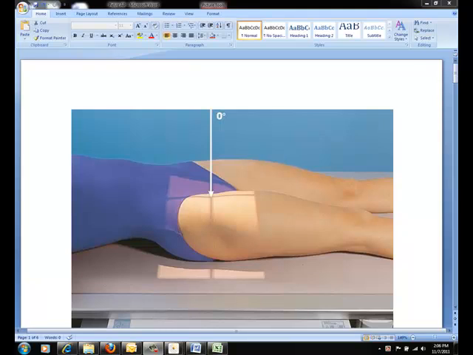The top of the IR should be placed approximately at the level of the ASIS. Be sure to suspend respiration prior to taking the exposure.